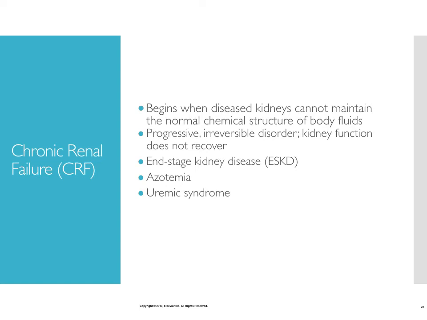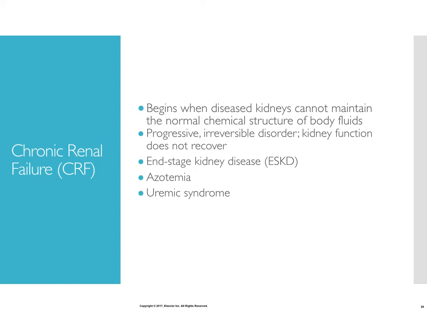Chronic kidney disease is progressive. It's irreversible. So acute kidney disease may reverse to normal, not too much problems. But with chronic kidney disease, it will not reverse, and the kidney function never does recover. It begins when the diseased kidneys cannot maintain the normal chemical structure of the body fluids, and ultimately ends with end-stage kidney disease.